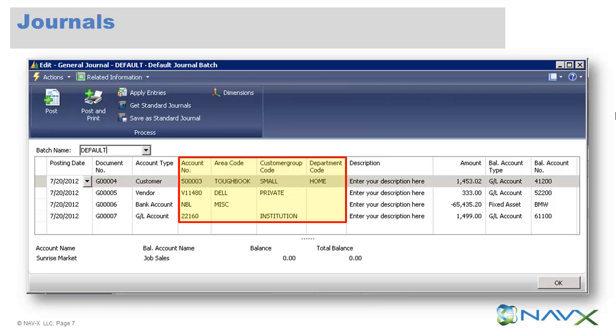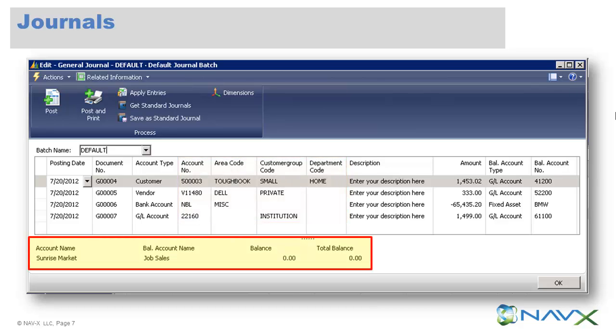Notice also, since we talked about dimensionality a few moments ago, there's your account number, area code is a dimension, customer group is a dimension, and department is a dimension in this particular demo system. And there are others, so not only 2 dimensions, but 3 dimensions in addition to the account, and an unlimited number of values in each dimension. And notice they don't all have to be populated all the time, but when they are, that information is recorded and you may report on that information.